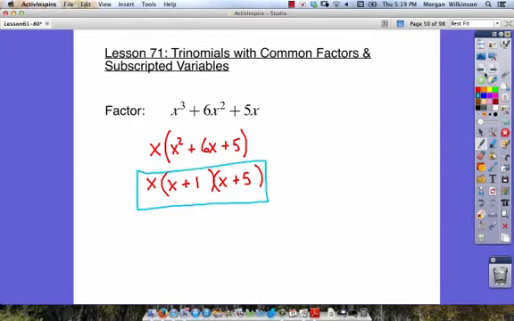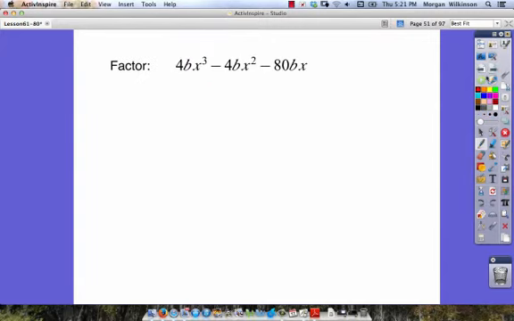Let's look at another one. Our next problem asks us to factor again. First, we have to find out what we can factor out. So we have a 4, and an 80. Well, all of those numbers are divisible by 4, so we'll factor out a 4. We have a b, and a b. So we can factor out that b. We have an x to the third, an x squared, and an x to the first power. So let's factor out an x to the first power, since they all have that in common.